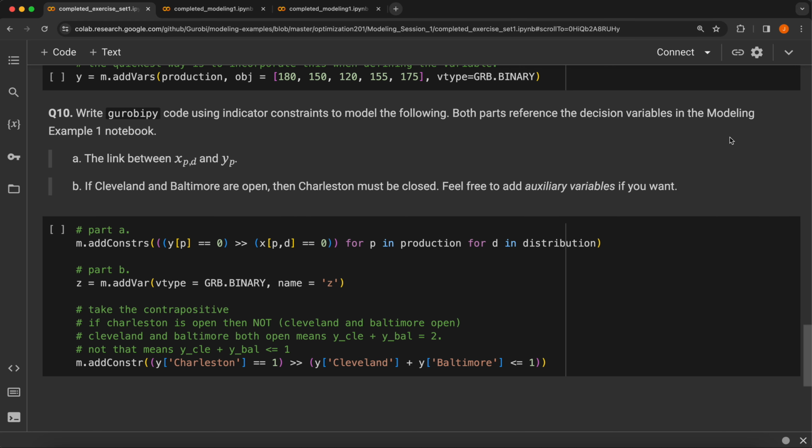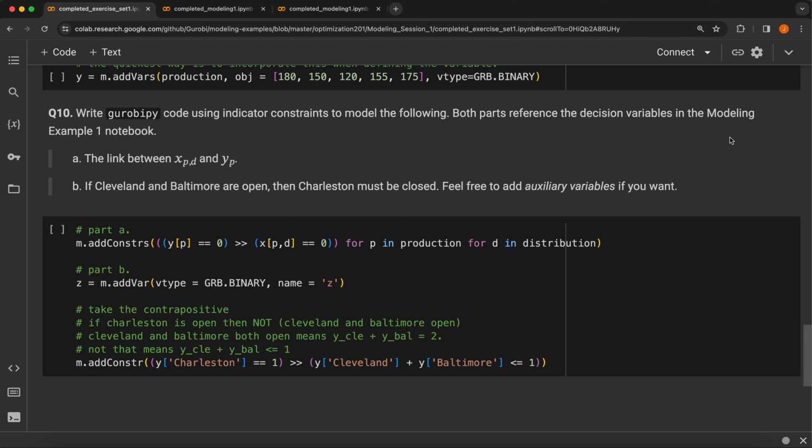All right, the last question here is question 10. Write Gurobi Py code using indicator constraints, my new favorite constraint, to model the following. Both parts reference decision variables in the modeling example 1 notebook, so they're all about widgets still. Part A is to use indicator constraints to model the link between XPD and YP. So again, XPD is the amount of widgets sent from production facility P to distribution location D.